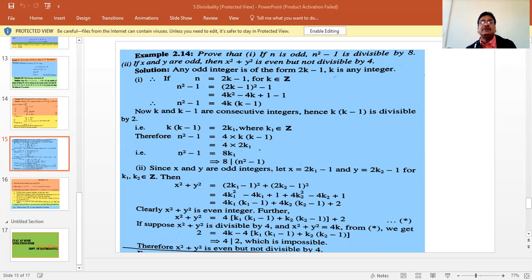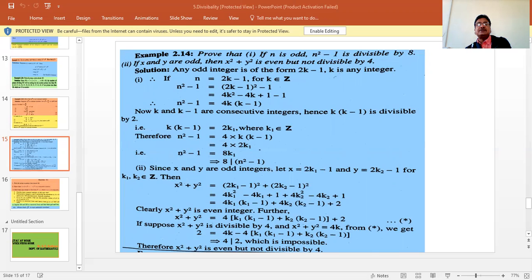So what is the definition of divisibility? This is the definition of divisibility: when we say a divides b, it means b is expressed in the form a into some integer. That is, if we express b as a into k, then we say that a divides b. For example, why does 2 divide 8? Because 8 is expressed in the form 2 into some integer. But 2 does not divide 9, because we cannot write 9 as 2 into some integer. 2 into 4.5 is 9, but this 4.5 is not an integer. And that's why 2 does not divide 9. So this is the definition of divisibility.